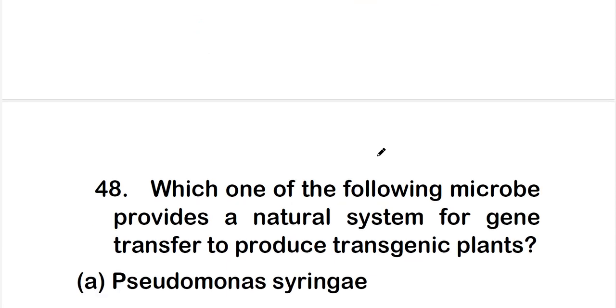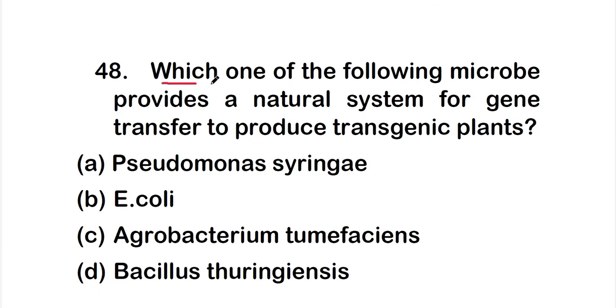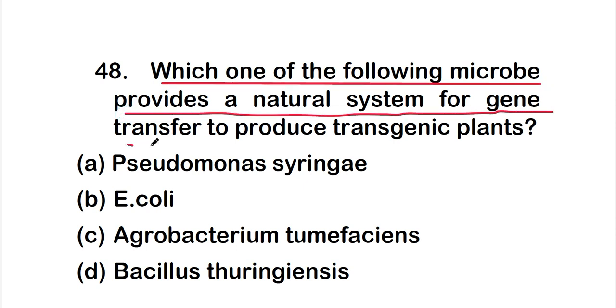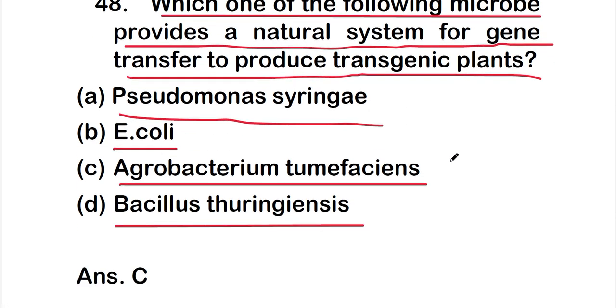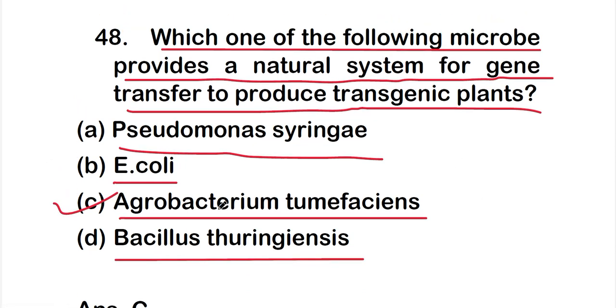So next question, what is it? Next is question number 48. So which one of the following microbe provides a natural system for gene transfer to produce transgenic plants? And the options are option A, Pseudomonas syringae, option B, E. coli, option C, Agrobacterium tumefaciens, option D, Bacillus thuringiensis. And the right one is option C, that is Agrobacterium tumefaciens. So for transgenic plants we use Agrobacterium tumefaciens.